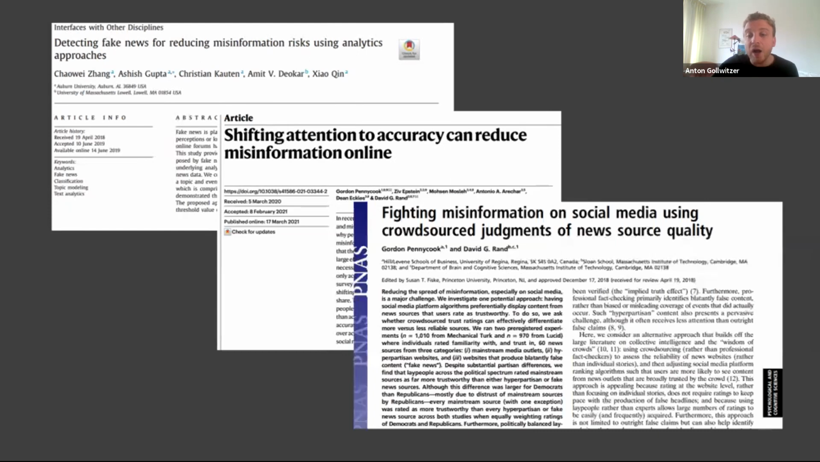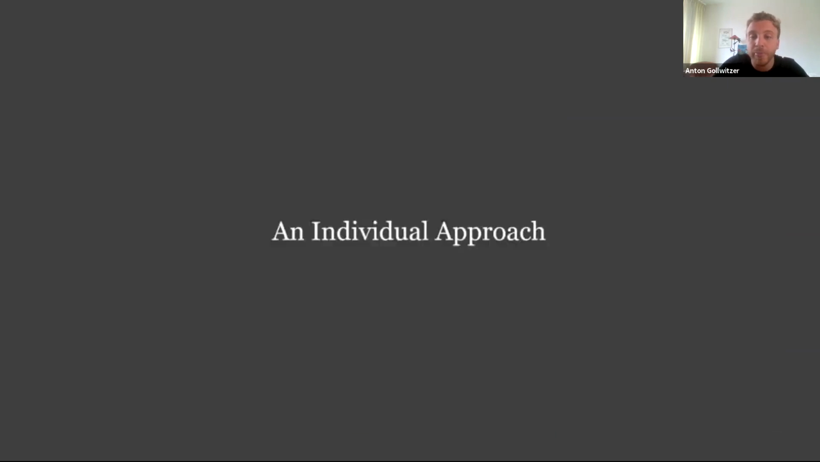Oh, there we go. One really neat way to do this is you can have crowdsourced judgments of news source quality that you provide people with, and this can improve the quality of the information that they're sharing online. So I'm going to take a slightly different approach than this past work in terms of trying to reduce false beliefs and misinformation.